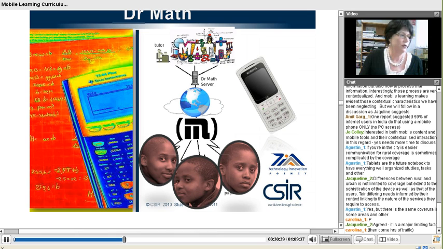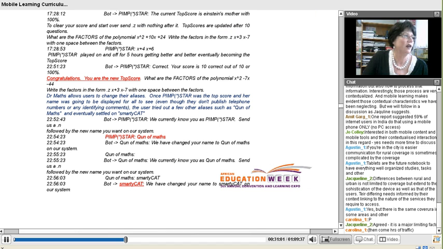So here we are. The school children get connected through Mxit to Dr. Math. As I say, the advantage of Dr. Math and a service provider called Cell C is that it is free to the end user. This is informal learning, and we make use of the children's own technology. So they are actually connecting for free through any feature phone available.